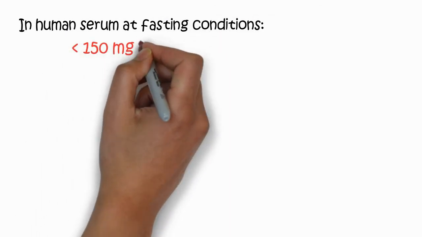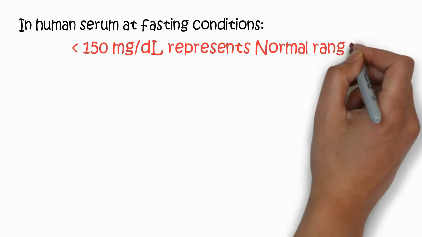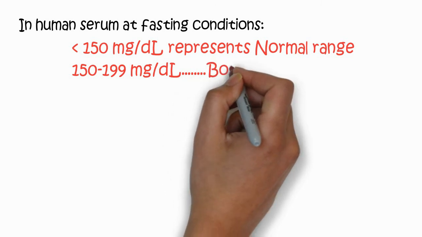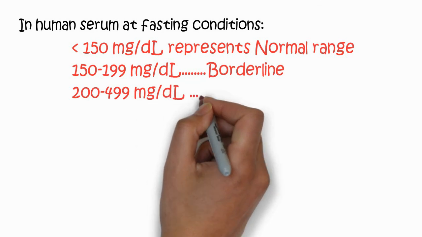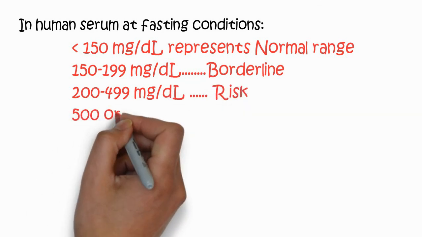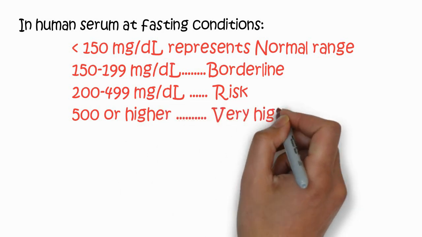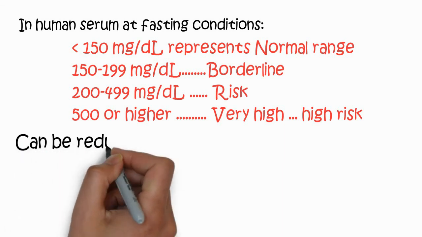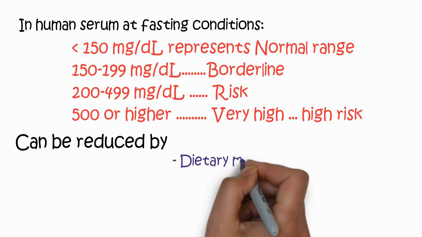When we look at the normal level in human serum under fasting conditions, if the amount of triacylglycerol is less than 150 milligrams, it represents the normal range. If the amount is between 150 to 199 milligrams, it is borderline. If it is between 200 and 500 milligrams, you are at risk. And if the amount of TGs is above 500, the amount is very high, and you are at high risk of all the diseases that we discussed in the previous slides.